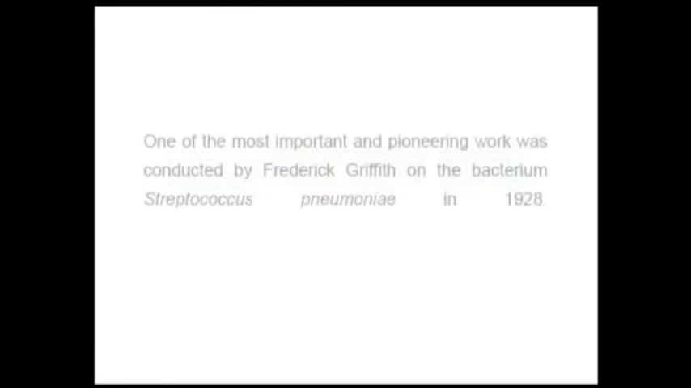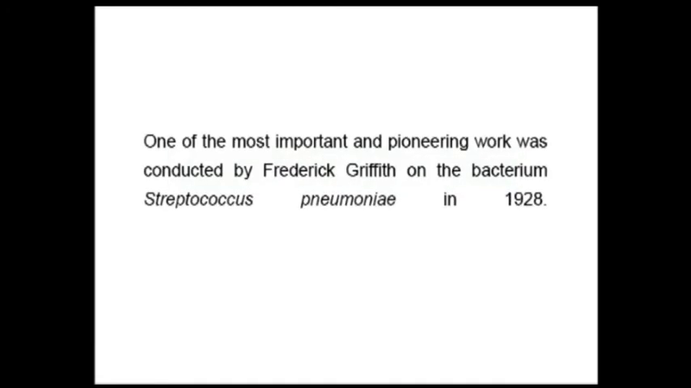We will be discussing a few of the experiments that were conducted towards finding out the chemical nature of the genetic material. Discovery of transformation. One of the most important and pioneering works was conducted by Griffith on the bacterium Streptococcus pneumoniae in 1928. This bacterium, which causes pneumonia in humans, is normally lethal in mice.